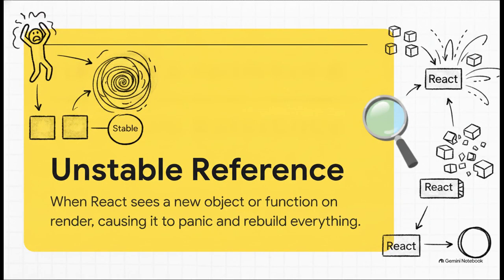What we're really talking about here is an unstable reference. Think of React as a highly anxious, super literal manager. Even if the data inside an object or function looks exactly the same to you and me, if it has a new memory address, React panics. It throws its hands up, assumes the entire world has changed, and rebuilds everything from scratch. Keeping references stable is literally how we keep React calm, cool, and efficient.